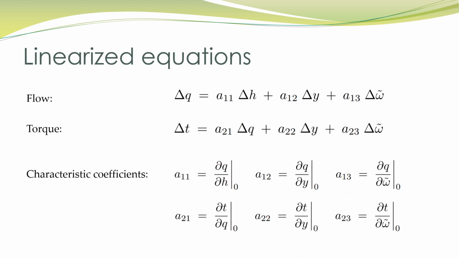I also want to present for you the linearized equations. Here is the linear flow and torque equations, where the A11, the A12, and so on are the characteristic coefficients. They are the partial derivatives of the dependent variables with respect to the independent variables in a certain point of linearization. So this linear version of the model is applicable when you want to look at small deviation in one parameter. How does this change affect the other parameters? This can be used, for instance, in stability analysis.